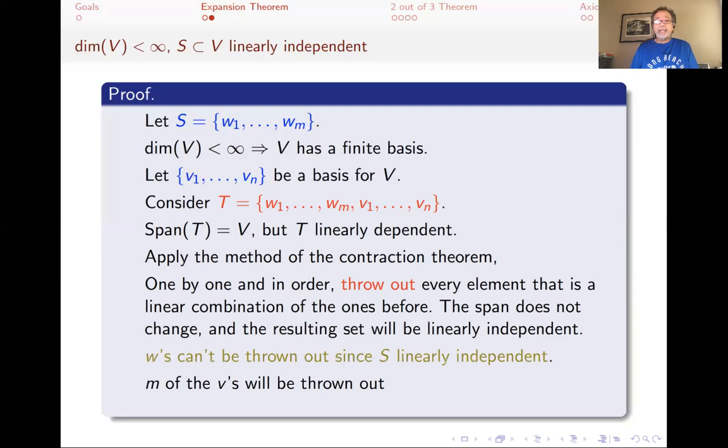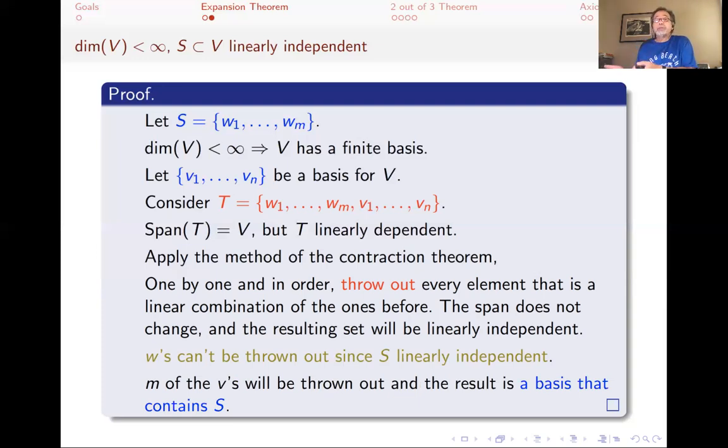How do I know that m of the V's will be thrown out? Well, because the dimension of this vector space is n. A basis has n elements. All bases are going to have n elements. I have those m elements at the beginning, so I have to throw away m other ones at the end so that the size is n. And the result will be a basis that contains S.